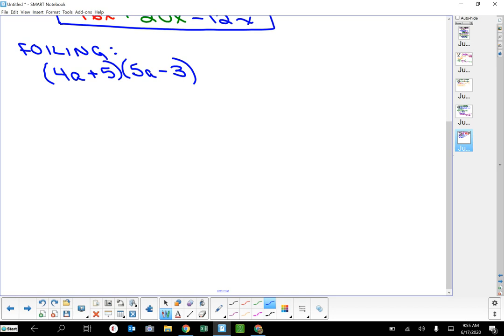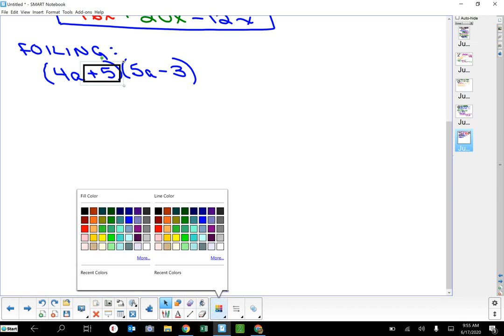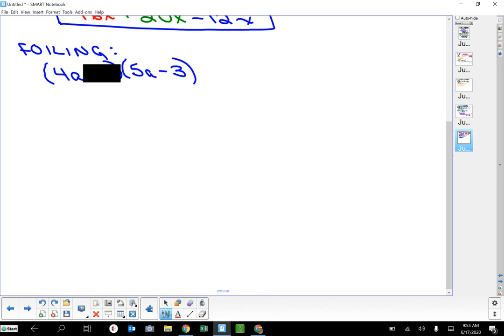And so what I actually like to do is ignore the 5. I'm going to make this little box. This might take a second here, but I'm going to make a box and cover up the 5, and we'll just make it an obvious black box. Okay, so all you're doing here is double distribution. You're taking the first number in the first set and you're distributing to both numbers in the second set. Okay, so 4a times 5a is 20a squared. And 4a times negative 3 is negative 12a.